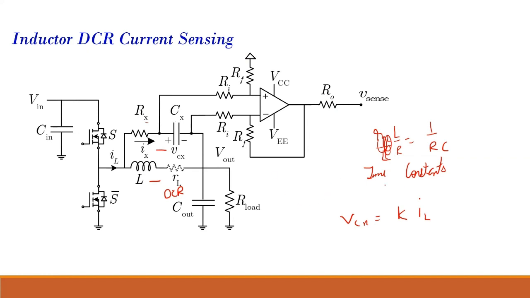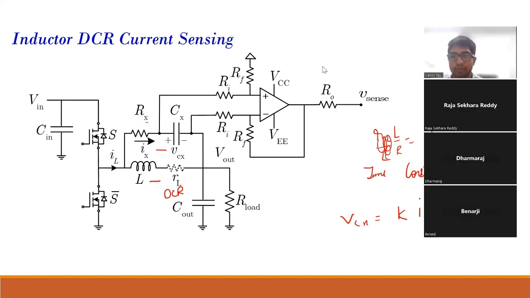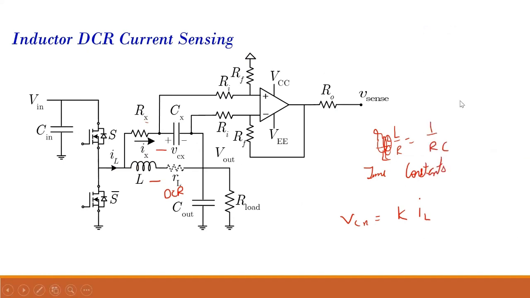And this way we minimize a certain amount of losses, and this Rx value will be very high, so that the current which will flow through here is very negligible as compared to the current flowing through the actual inductor. And again, the same differential amplifier connection is there. And then this is my sense output voltage. So any queries about this?